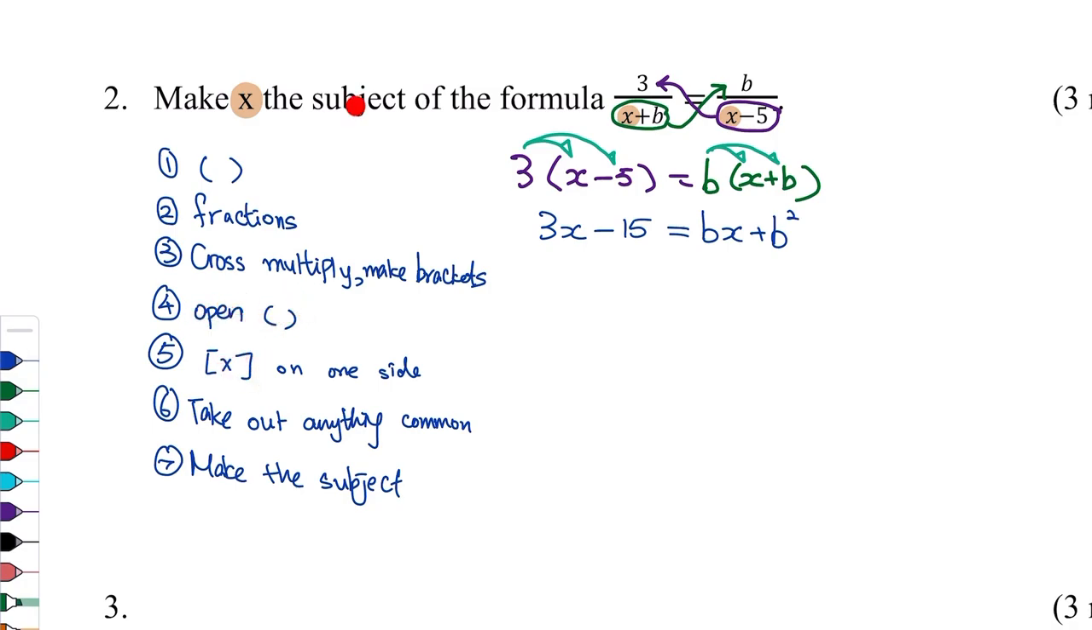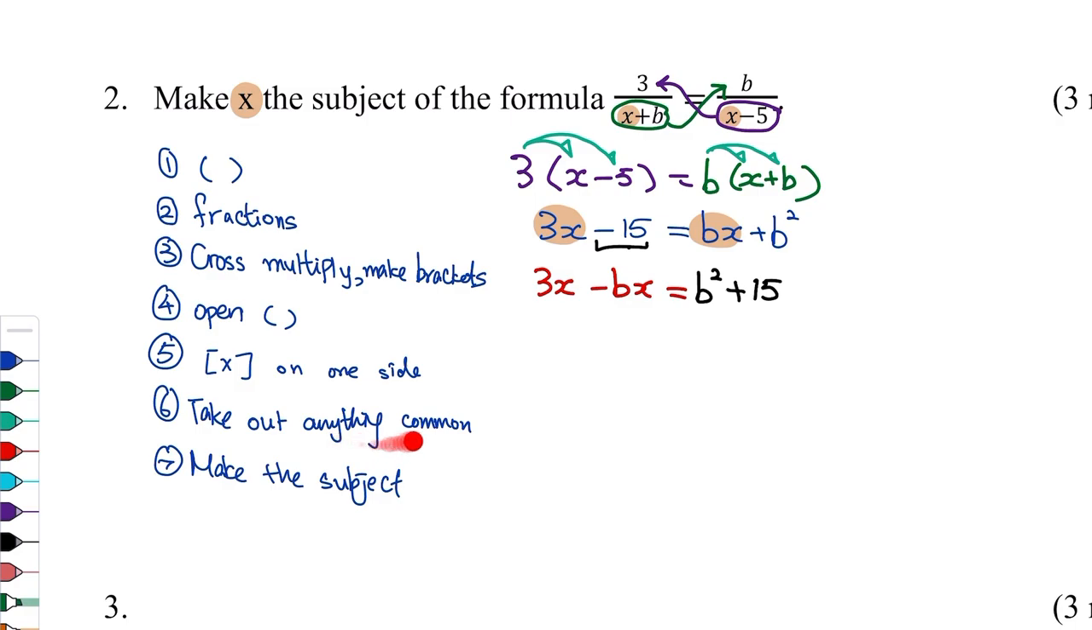And next, the subject that you have to find, put it on one side. So wherever there's x, we have x here, we have x here. We have to put it on one side. So let's put it on the right side because the right side is already a positive one. And all the other things on the other side. So if this negative 15 here going to the other side, it will be positive 15. So you have already done putting x on one side.